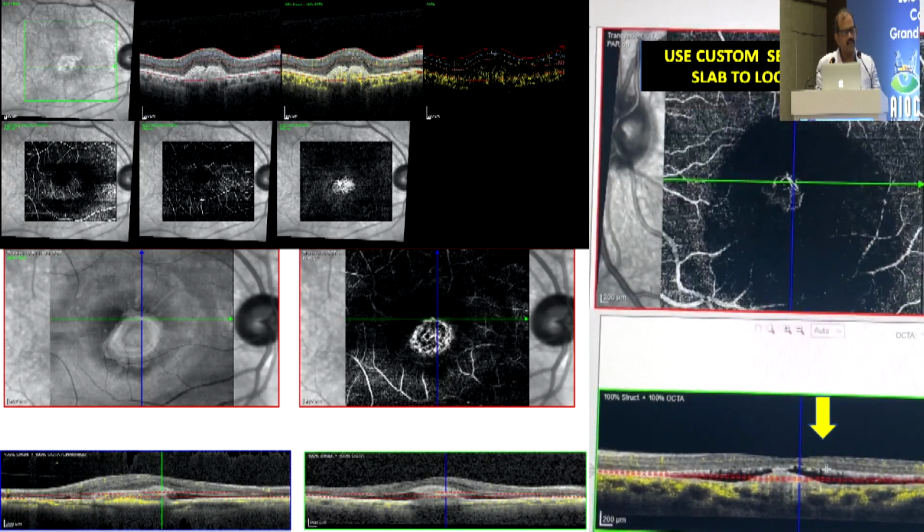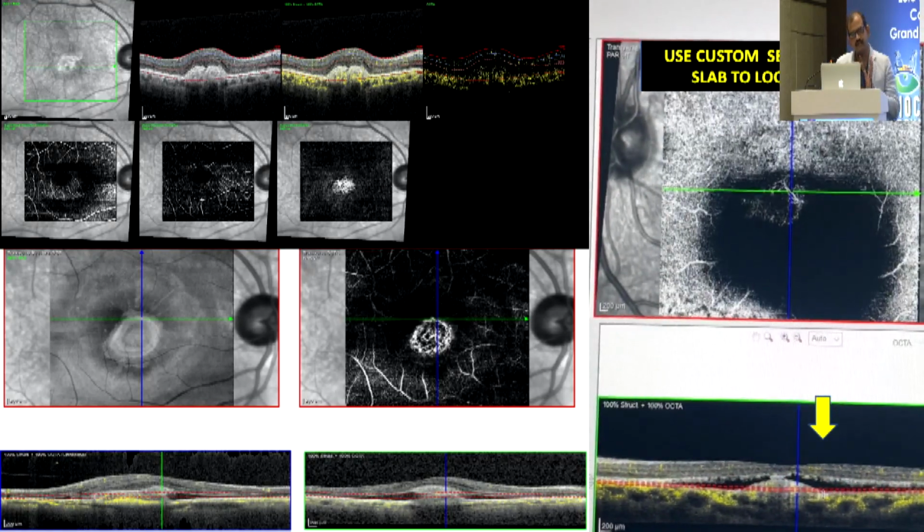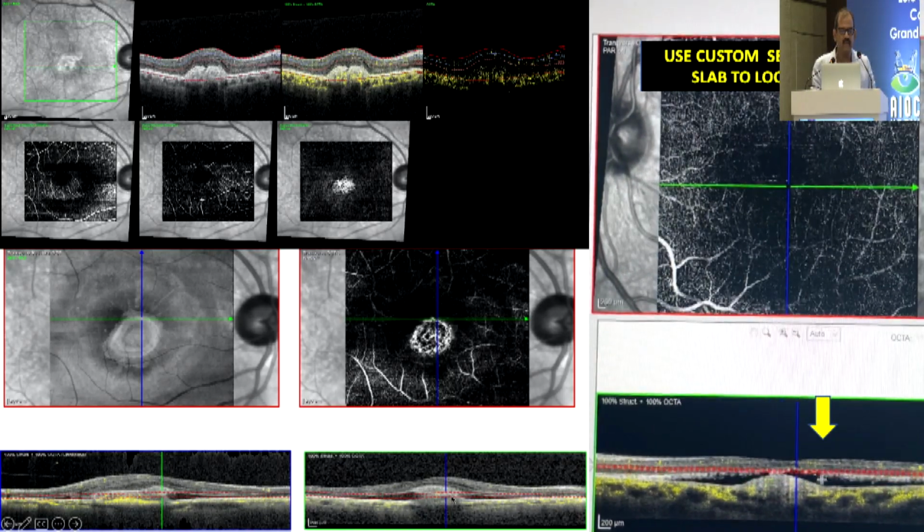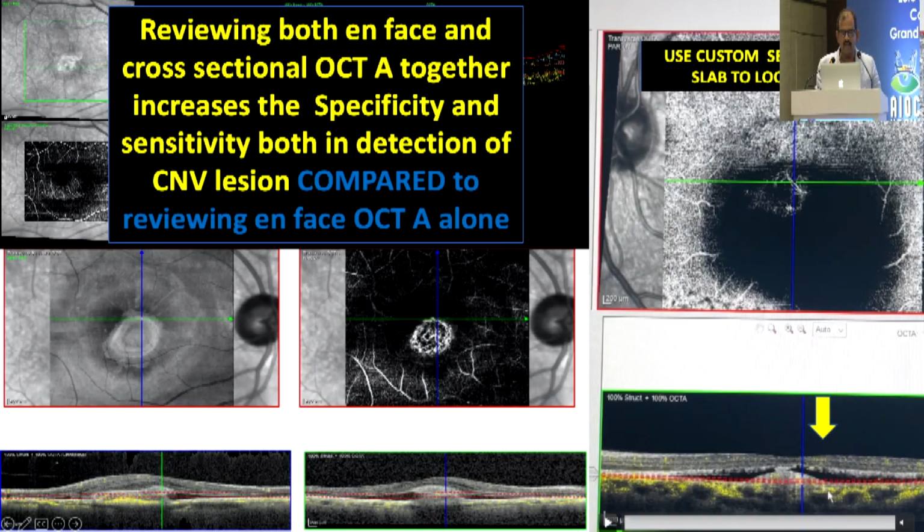In neovascular AMD, because the retinal architecture is very much disturbed, the automatic segmentation of the layers is not very reliable. So you have to use the custom segmentation slab to locate the flow within the lesion. This is the custom slab which you move over the lesion to detect the flow in the en face image. By reviewing both en face and cross-sectional OCT together, it increases the specificity and sensitivity of detection of choroidal neovascular membrane compared to the en face image alone.